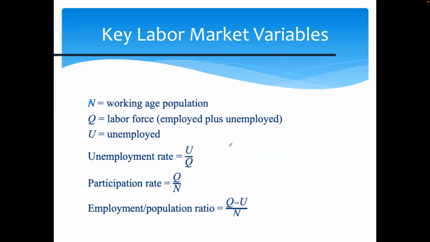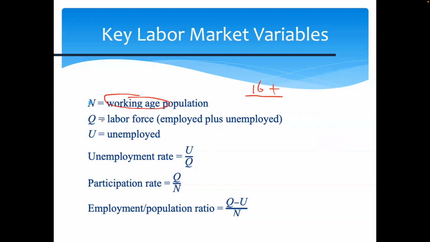So now first, let's look at some key labor market variables. Start with N, which is the working age population. Remember what is defined as the working age population. These are people 16 and plus, the non-institutionalized civilian population, meaning someone must be 16 years or older and not in an institution, either in a prison or in a hospital. And furthermore, not in the military. So that's our starting point, the working age population.